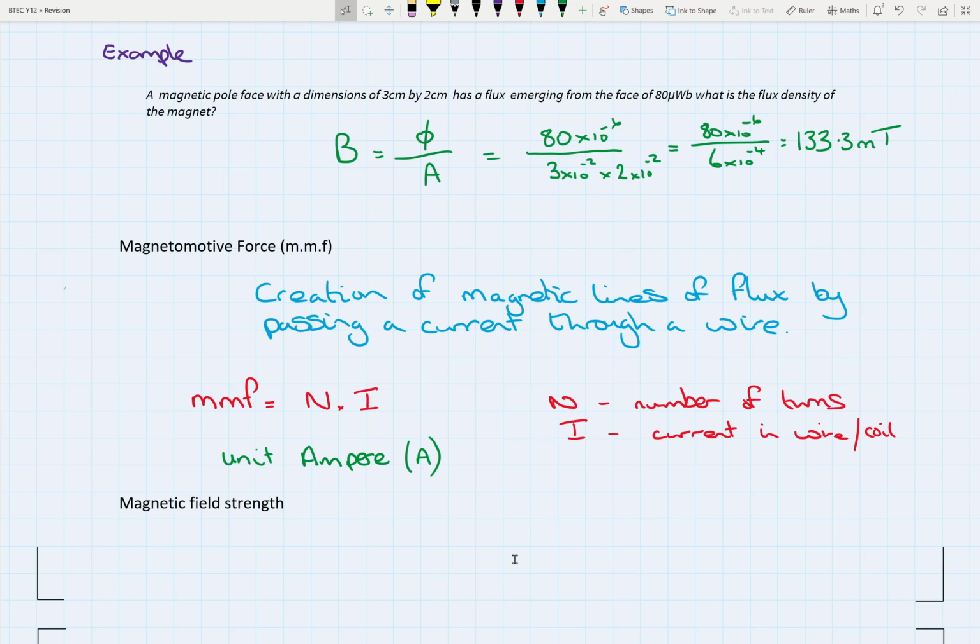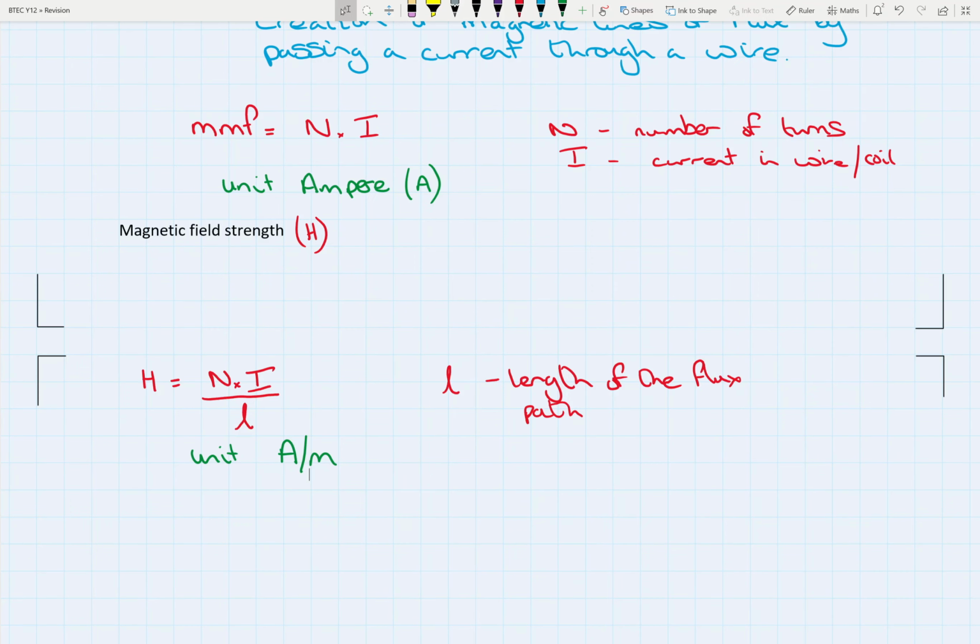A lot of the time we don't want the magnetomotive force, we actually want the magnetic field strength. Magnetic field strength H is given by H equals the number of turns on a magnet multiplied by the current flowing through it, divided by L, where L is the length of the flux path. The units for magnetic field strength H is the ampere per meter.